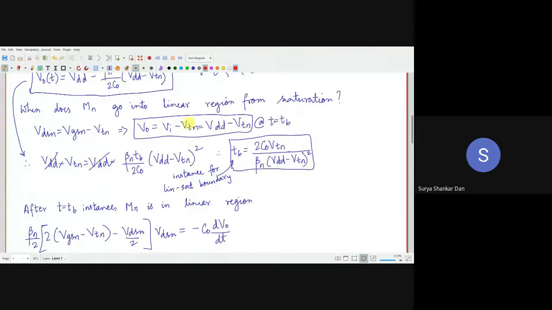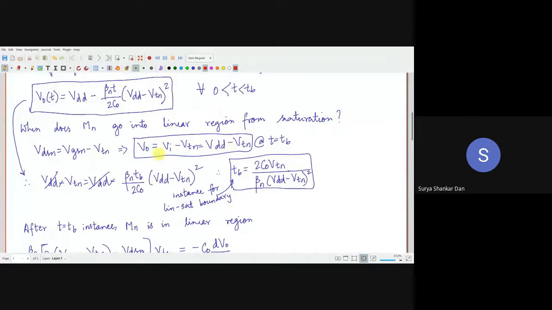So if I put this VDD minus VTN expression, this VO equal to this, I will replace this VO with this VDD minus VTN. What will happen? Just a little bit of calculation, and I get the expression for the TB. So that means this is the instance for the linear saturation boundary.